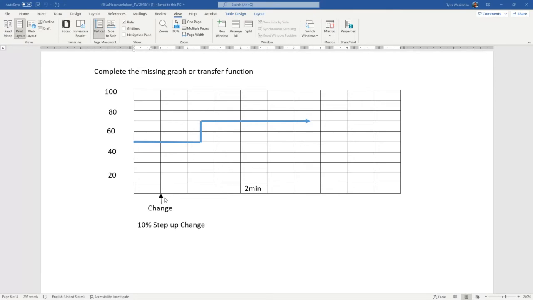And it's going to occur when? Well, our point of change is right here. The change happened right here. So that's 1 square and a half square. So we're going to call this 1.5, and thereby our Laplace equation will be 2e^(-1.5s). And that's an example for dead time.